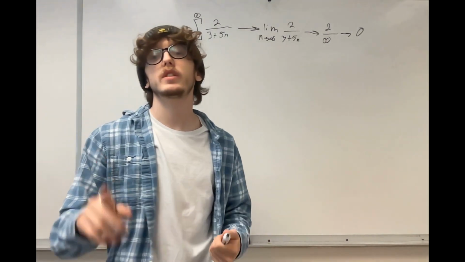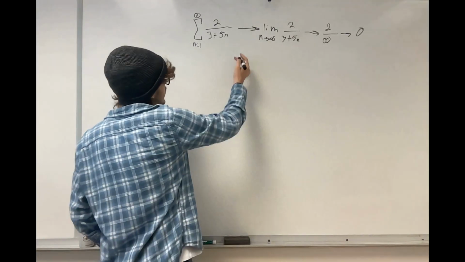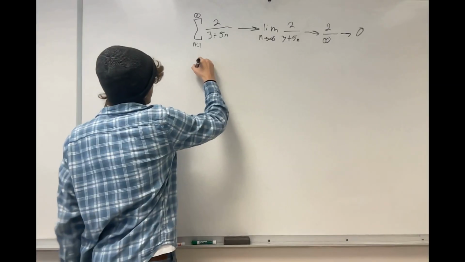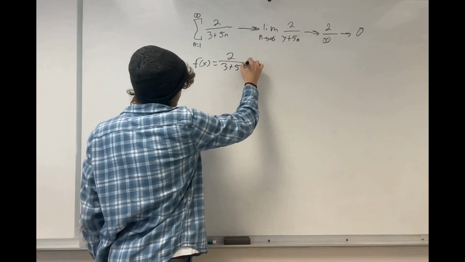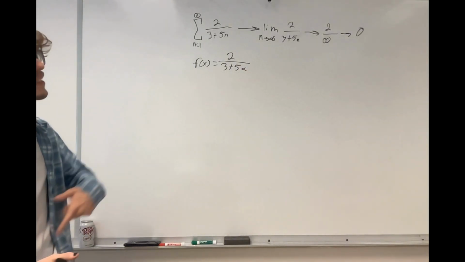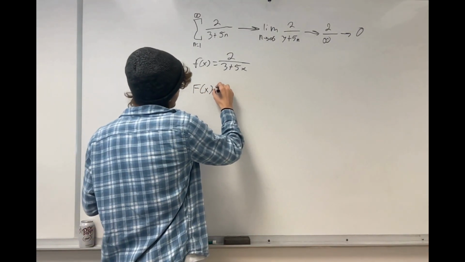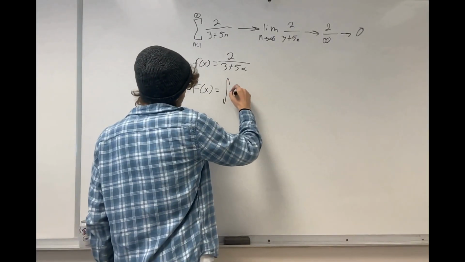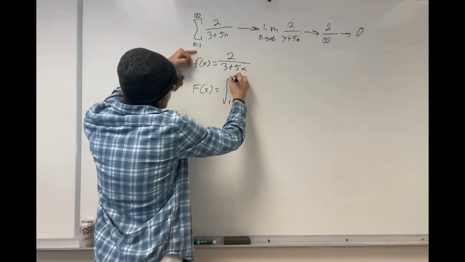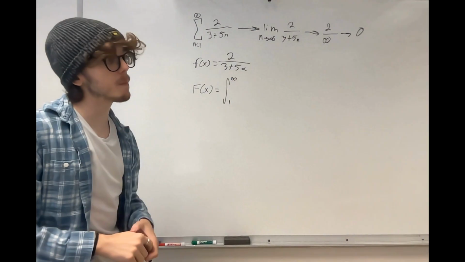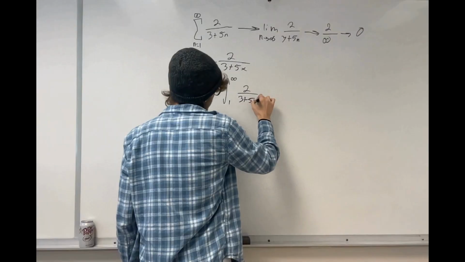Now we're going to do something called the integral test. The integral test says, instead of saying this is a series, let's put f of x equal to 2 over 3 plus 5x. Let's rewrite our series as a function. Let's now take the integral of that function, from our starting index to infinity. So this is just an improper integral problem. So this is 2 over 3 plus 5x.